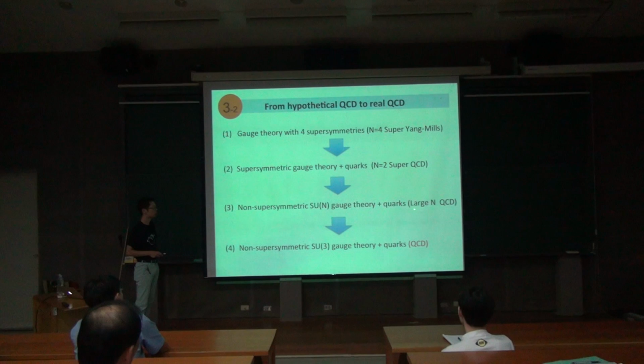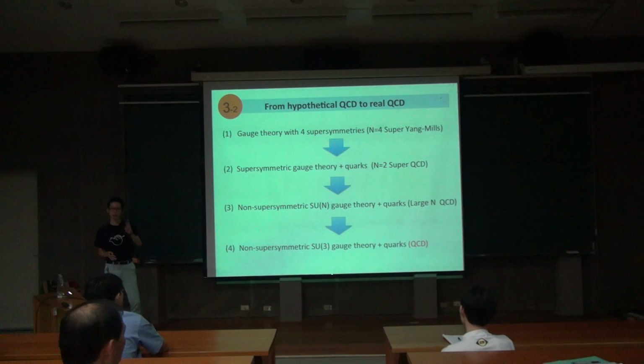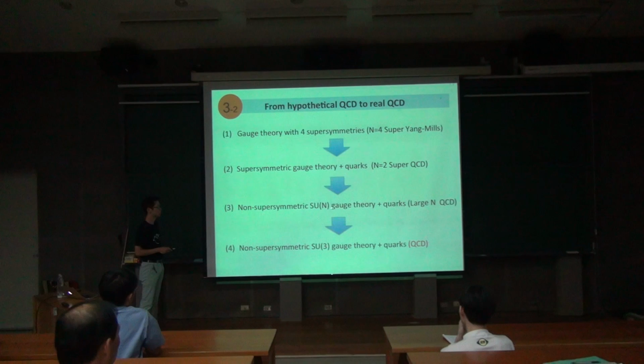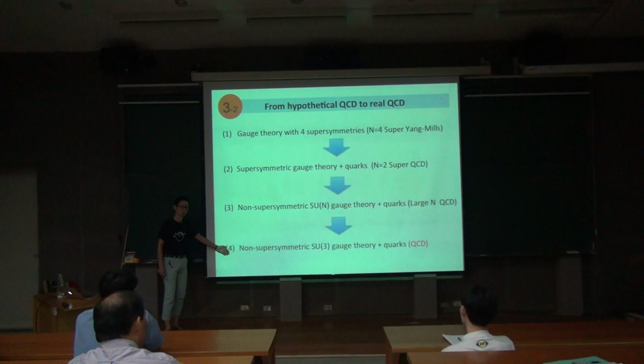The theory looks like QCD, but the difference is the gauge group, the number of gluons. In real QCD, you have 8 gluons. However, in this SU(N) gauge theory, you have N squared minus 1 gluons, and you need to take N to infinity. So there are many, many gluons. If you can come from here to here, then you reach QCD. Let's see the phase diagram.